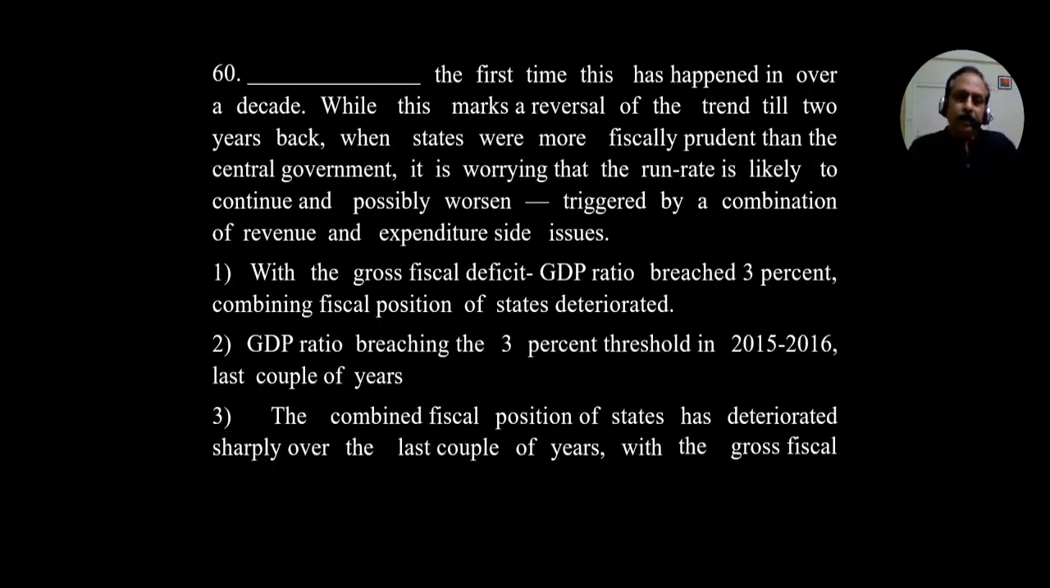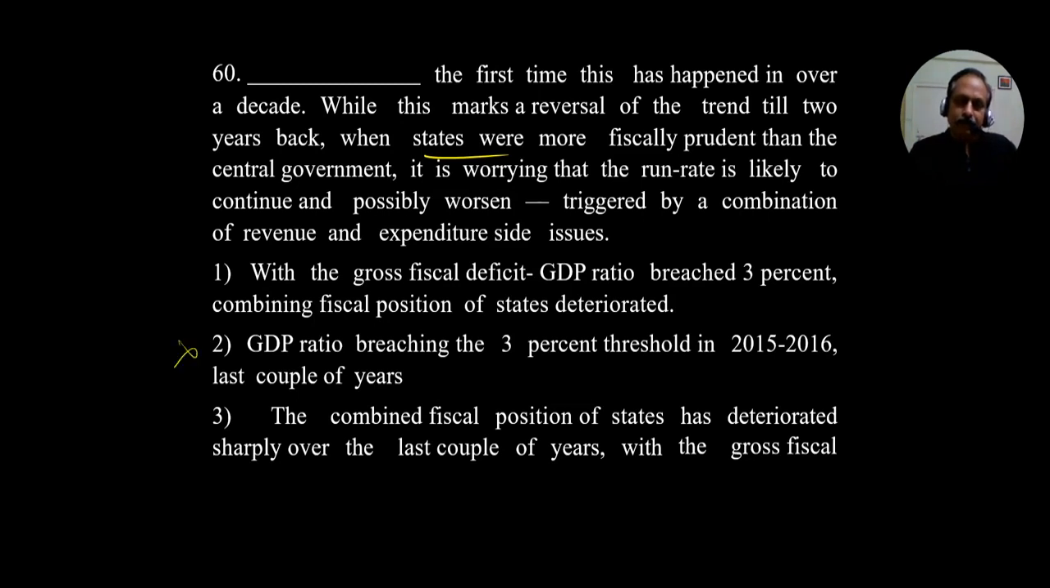The next one, 60, not 63. The first time this has happened in over a decade. While this marks a reversal of the trend till 2 years back, when states were more fiscally prudent than the central government, it is worrying that the run rate is likely to continue and possibly worsen, triggered by a combination of revenue and expenditure side issues. Perhaps this talks about states. What is the answer? With the GDP ratio breached 3%, combining fiscal position of states deteriorated. GDP ratio breaching the 3% threshold in 2015-16, last couple of years.